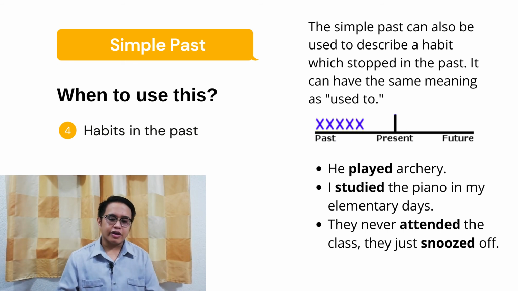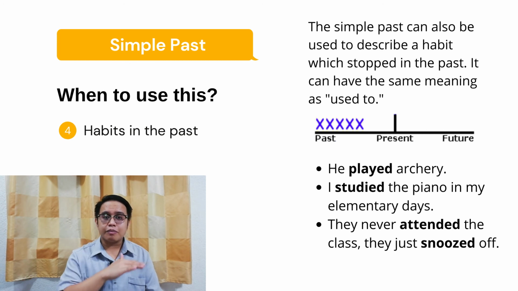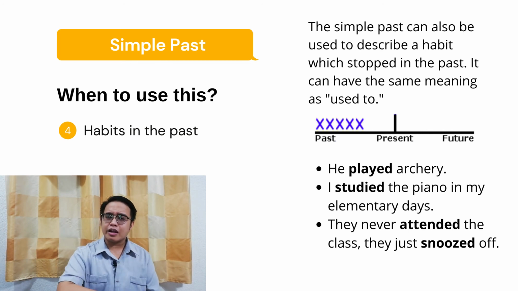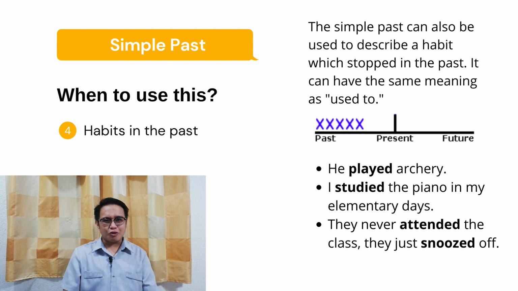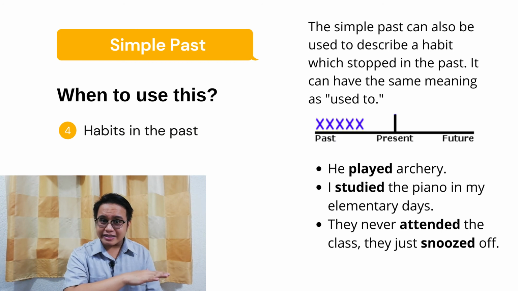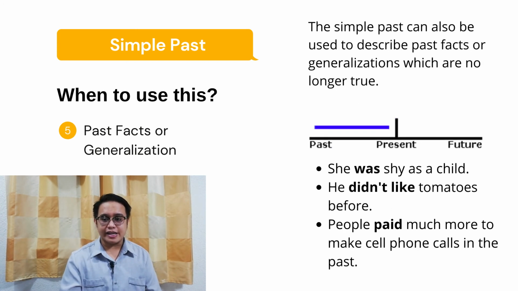Let's say, for example here, I studied the piano in my elementary days. Alangan, elementary pa karon nga high school naman mo. So, I studied the piano. Nagsige kog study pag elementary, pero wala na karon. Okay? And also, they never attended the class. They just snoozed off. Wala gyud sila mo-apil sa klase, natulog na sila. So, those are habits in the past. So, atong buhaton is the verb plus ed.